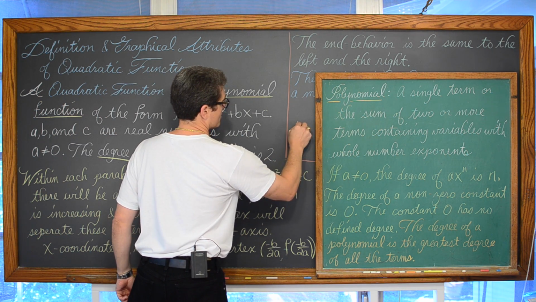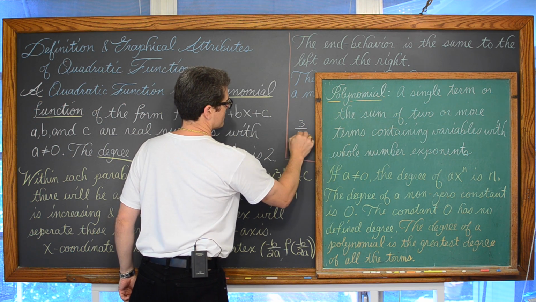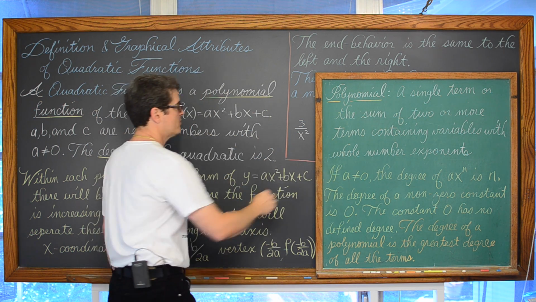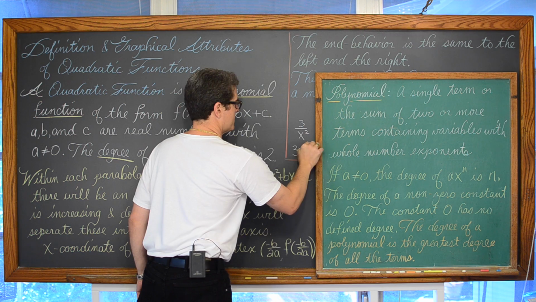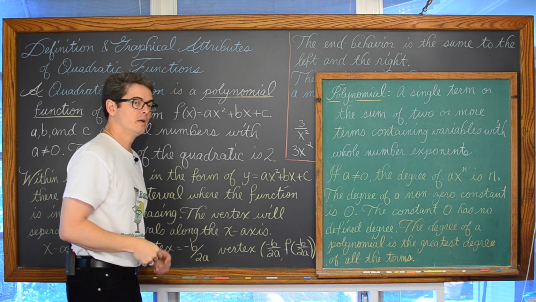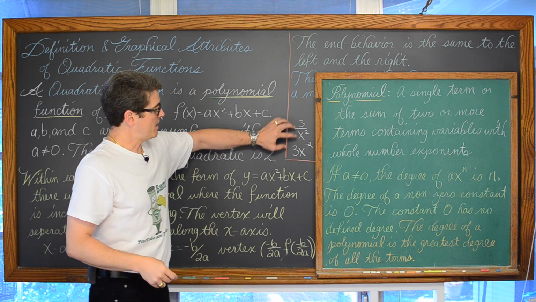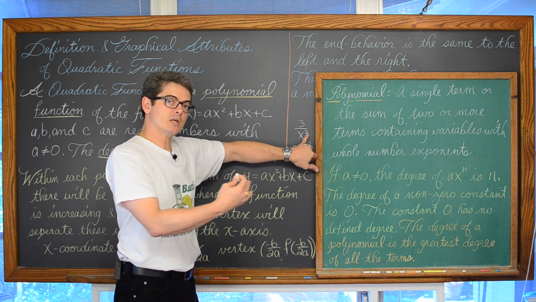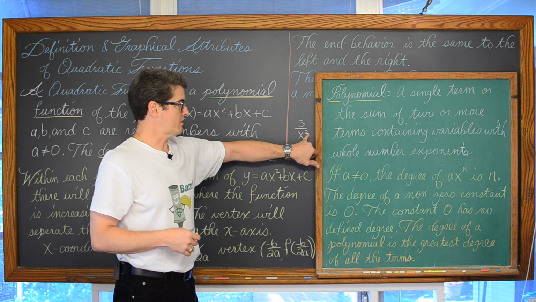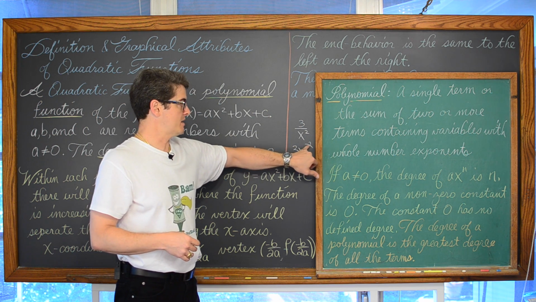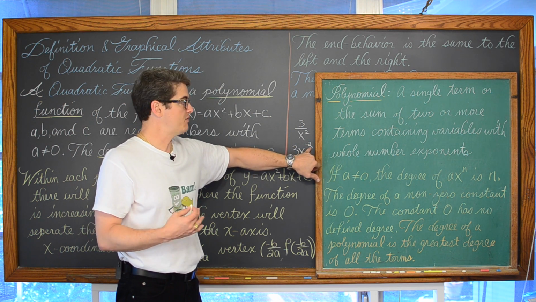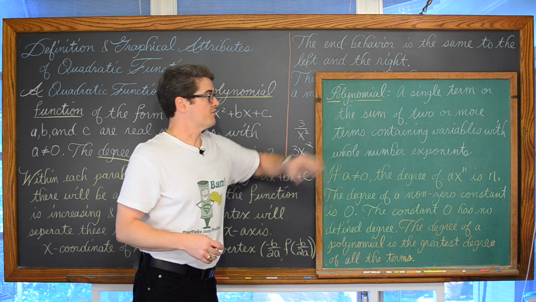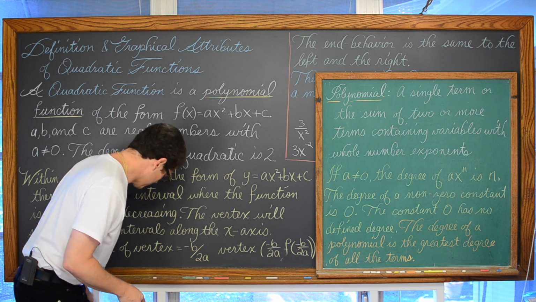if this were a term like 3 over x squared, which can be written as 3 times x to the negative 2 power, that would be a term, but it would not be considered a polynomial because we have a division by a variable, with that x squared in the denominator. If we bring that up, it would be x to the negative 2. And you can't have negative exponents for something to be defined as a polynomial.